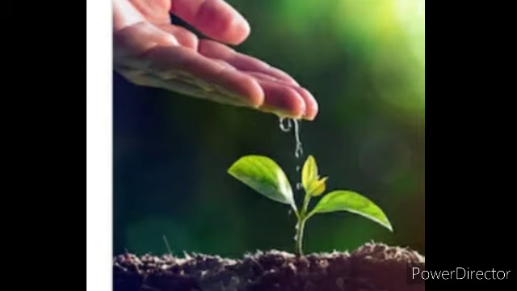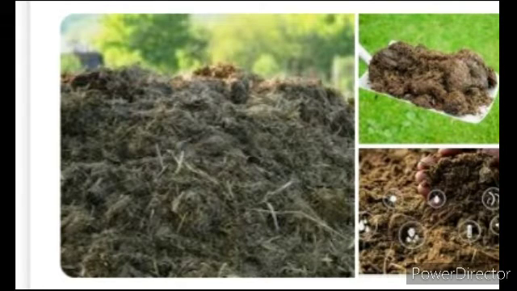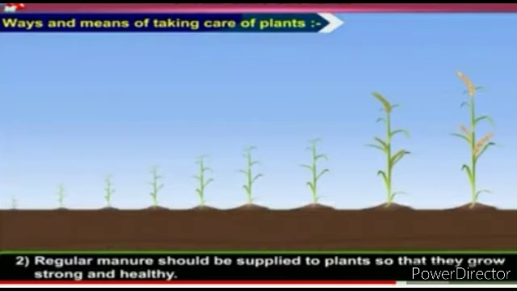Now children, second point, regularly give manure to the plants. Here manure means khat, we can say in Marathi. Children, observe the picture of manure. M-A-N-U-R-E, manure. See children, if you give manure regularly to the plants, then plants will grow properly. It will become strong and healthy. See children, how the plants are growing due to the supply of manure. Whenever it is necessary, at that time you have to give the manure. Here a new word came, manure.